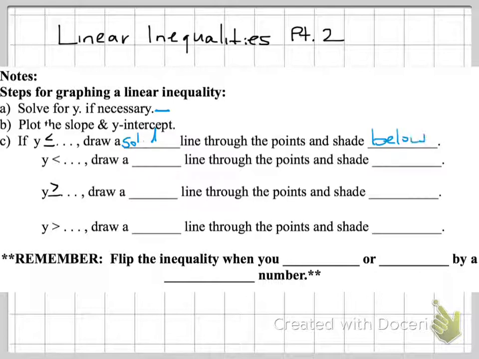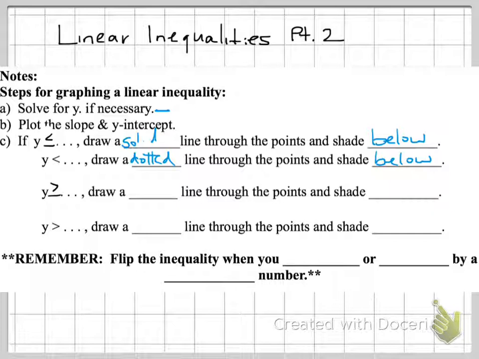Very good. Okay, what if you have a y is less than sign? How are you going to draw the line? Very good, Lila, it's going to be a dotted or dashed line through the points. And you will shade where? Igracia, you're going to shade above. No, we're still going to shade below. That's right. Very good. Less than is always below.